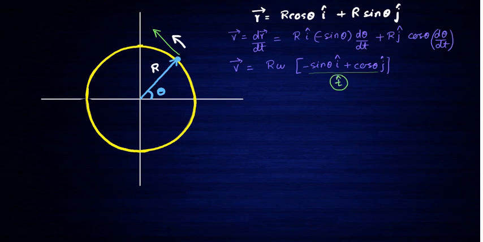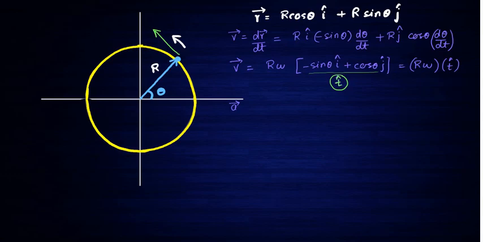So the velocity could further be written as R omega, both of which are scalars over here. So omega represents the magnitude of the angular velocity, and t cap shows us the direction of the velocity. So this is an important equation. If the instantaneous angular velocity is omega, then the instantaneous linear velocity along the circumference is given as R omega t cap.